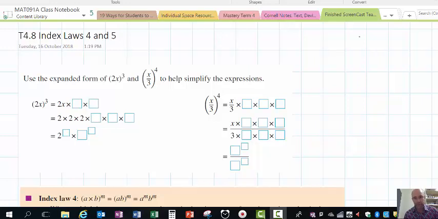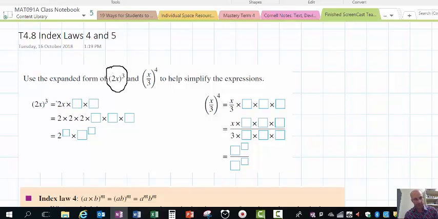Okay, index laws 4 and 5, what do they entail? Let's have a look. We're going to look at two things to discover index law 4 and 5. We'll look at that one first. So we've got 2x all cubed. Everything there is cubed. So what that means is that something cubed is something times itself, and that's done 3 times in total. If we look at this, the thing being cubed has 2 bits in it.